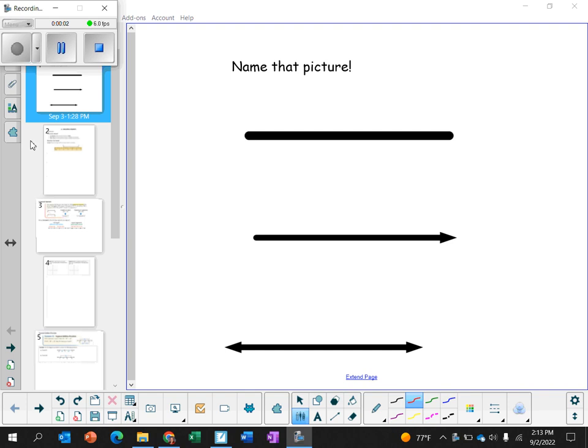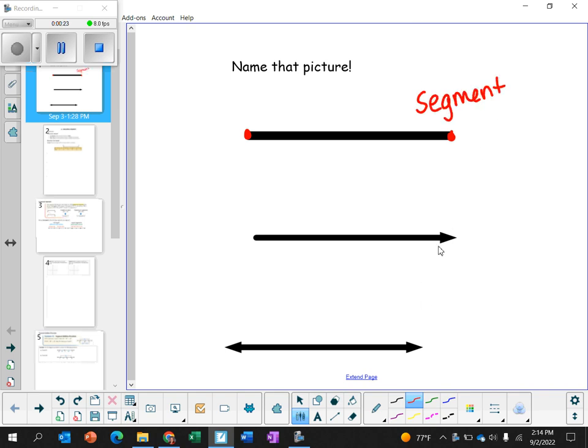This lesson is Geometry, Section 1.2. Before we jump into it, just a little refresher from 1.1. We want to identify what each of these geometric figures is. So our first one is starting and stopping here and here. It doesn't go forever, so we would call that a segment or a line segment.